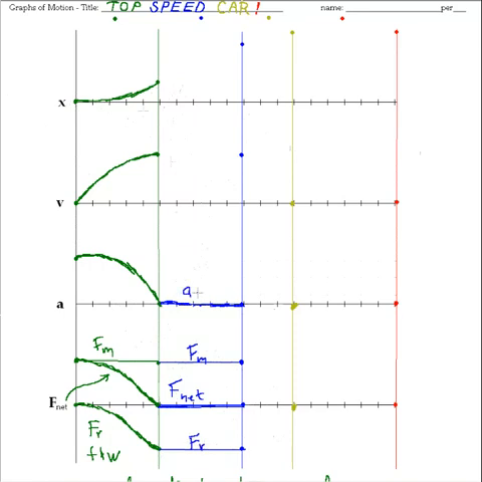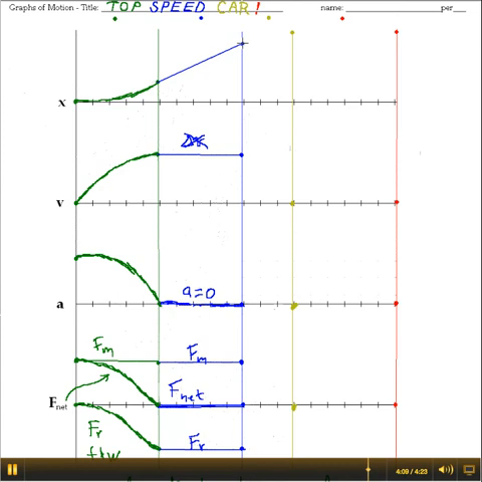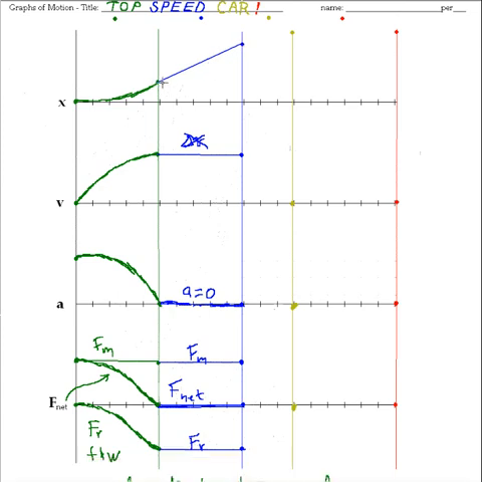That means your acceleration now is equal to 0, which means that your velocity is not going to change. Here you have a change in velocity. Here your change in velocity is not happening because your acceleration is 0. That means that in this section, your slope is going to stay at a steady slope of whatever it was when you hit top speed. So this is the top speed graph right here.